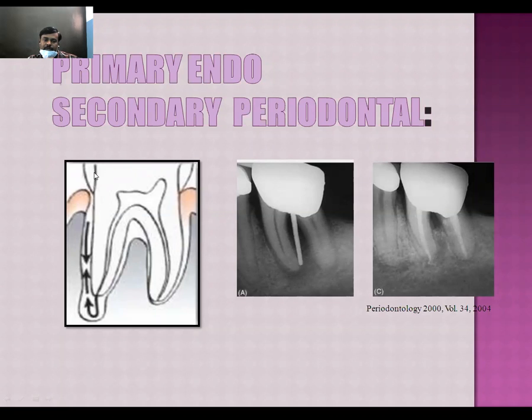Once again, I'll repeat. Primarily, there will be a carious tooth, pulpitis, and periapical pathology. Once the periapical pathology develops, the infection spreads from the pulp through accessory root canals, lateral root canals, and apical foramina to the surrounding periodontal tissue. When it spreads to the surrounding periodontal tissue, we see loss of periodontal structures over that area. Such cases are considered primary endo and secondary periodontal disease.